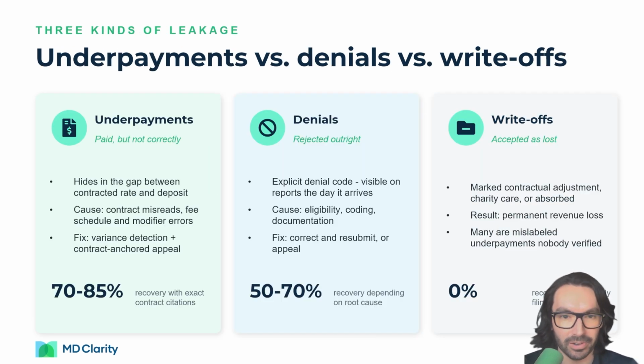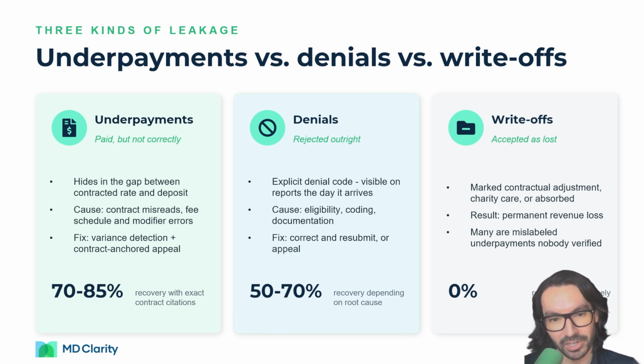Now, a common error, even among experienced revenue cycle professionals, is conflating 3 categories of revenue leakage that behave very differently. So let's draw the lines clearly. The first column, underpayments. Paid, but not correctly. The cause is typically a contract misinterpretation, a fee schedule error, or a modifier issue inside the payer's adjudication. The fix is contract-based variance detection, followed by an appeal. And here's an encouraging number. When appeals cite the exact contract language and rate exhibit, recovery rates run 70 to 85%. These are very winnable disputes.